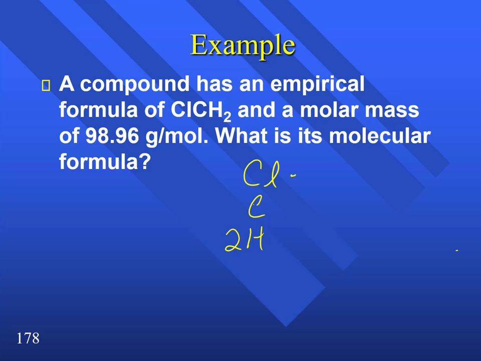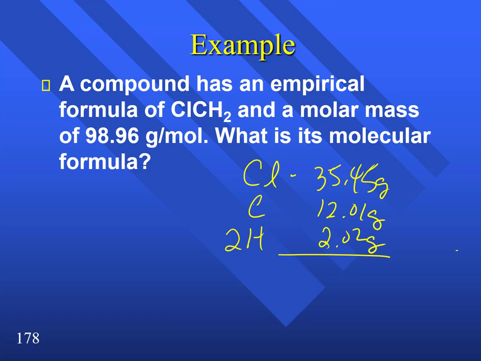So 1 mole of Cl is 35.45 grams. 1 mole of C is 12.01 grams. 2 moles of H is 2.02 grams. Cl is the only one that doesn't look real familiar there, but I got all those off the periodic table. You add that up, that's 0.48, and 35 and 12 is 47, and 2 more is 49, 49.48 grams. So the empirical formula weighs 49.48. The real molecule weighs 98.96 grams.